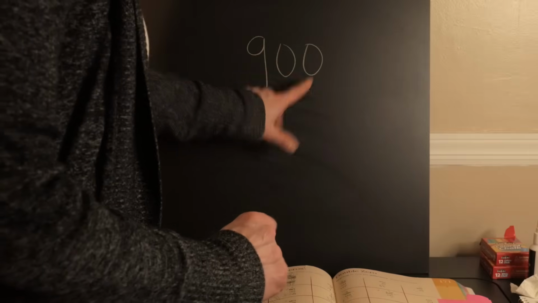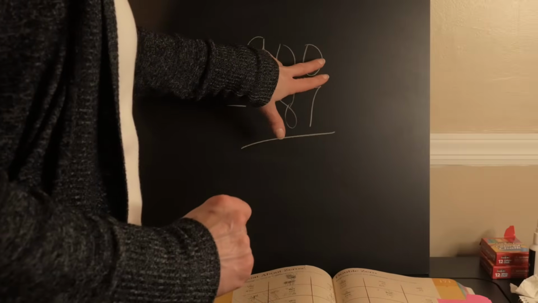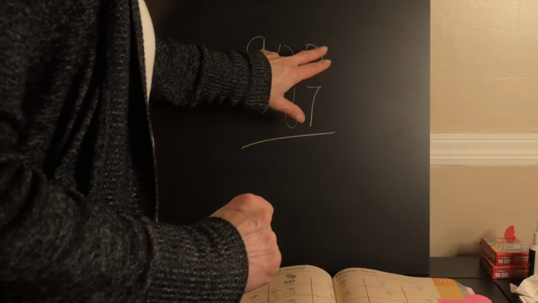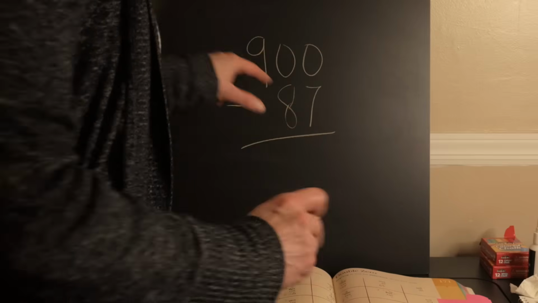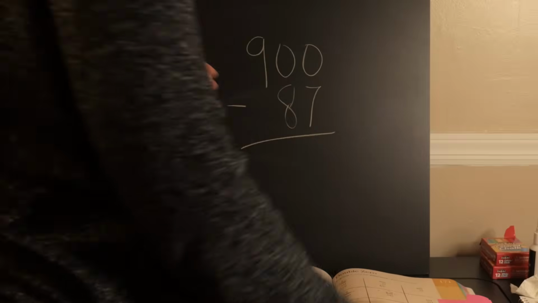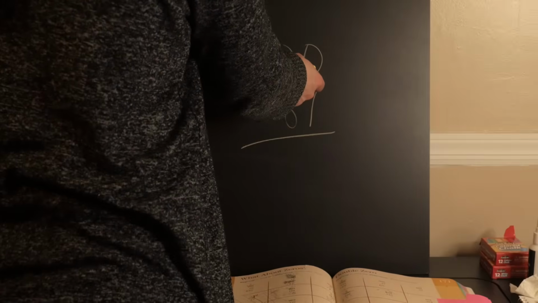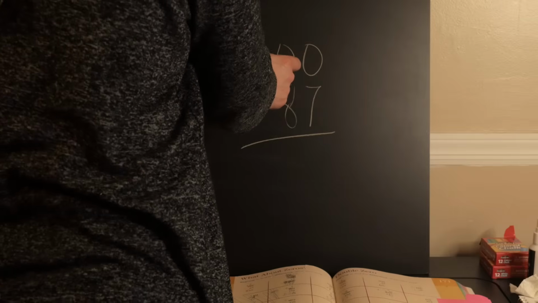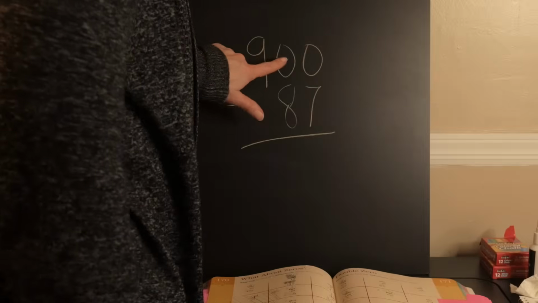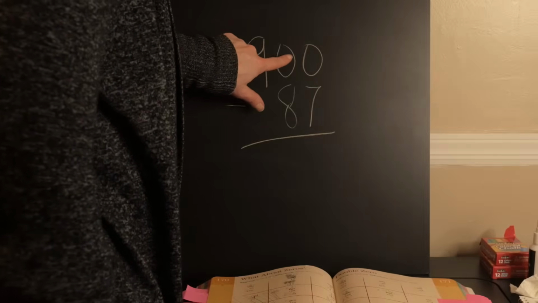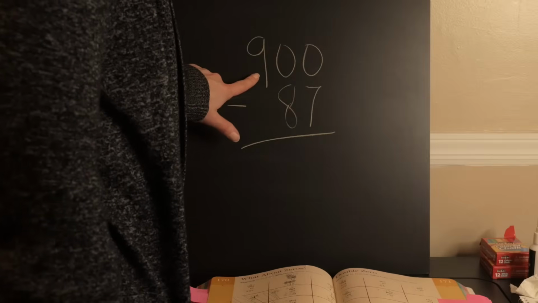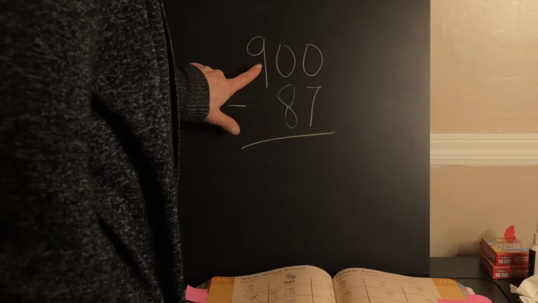We have 900 minus 87. All right, so first thing that we see is we have a 0 minus a 7. Right? So we can't do that. And what we normally would do is borrow from the tens column. But we also can't do that because there's a 0 in the tens column. So we need to come all the way over and borrow from the hundreds.